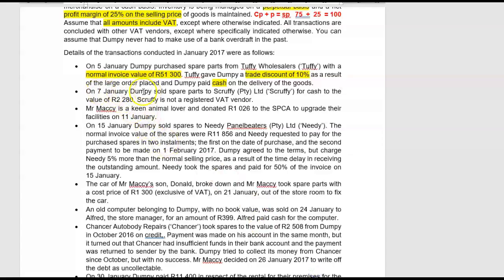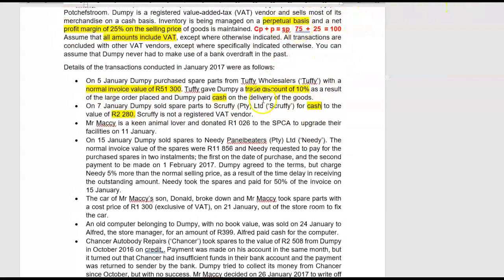On 7 January, Dumpy sold spare parts to Scruffy for cash to the value of 2280. It was for cash. Scruffy is not a registered VAT vendor. Now we've seen that we are a perpetual inventory system, so that means that with every sales transaction we have to adjust our inventory record as well. Does it matter whether Scruffy is a registered VAT vendor? It doesn't, because he's a customer.